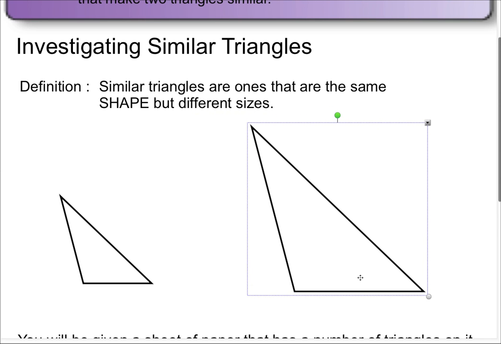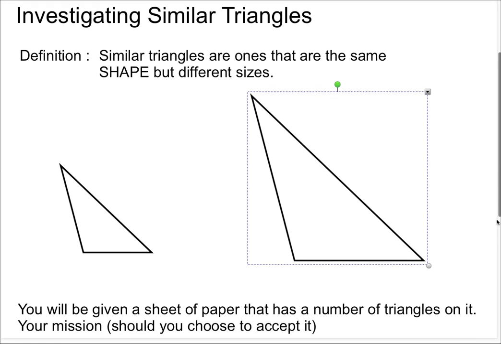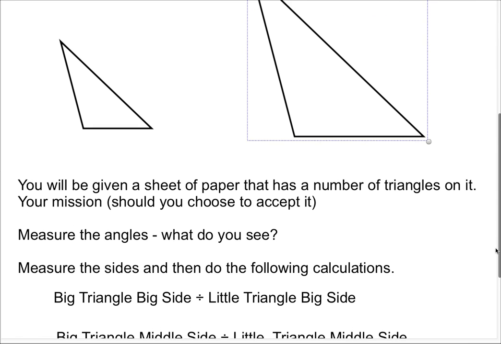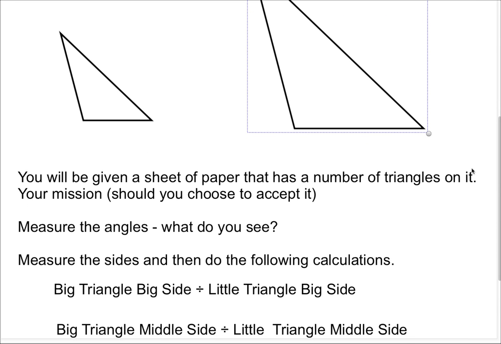Now you're going to be given a sheet with some pairs of similar triangles on them, and you're going to do some measuring. So you're going to need a ruler and a protractor for this one. You'll be given a sheet of paper that has a number of triangles on it. Your mission, should you choose to accept it, actually I'm just kidding, you don't have a choice. Measure the angles. What do you see? So you're going to take your protractor and measure the angles. For each pair of similar triangles, measure each angle, and see what you see.